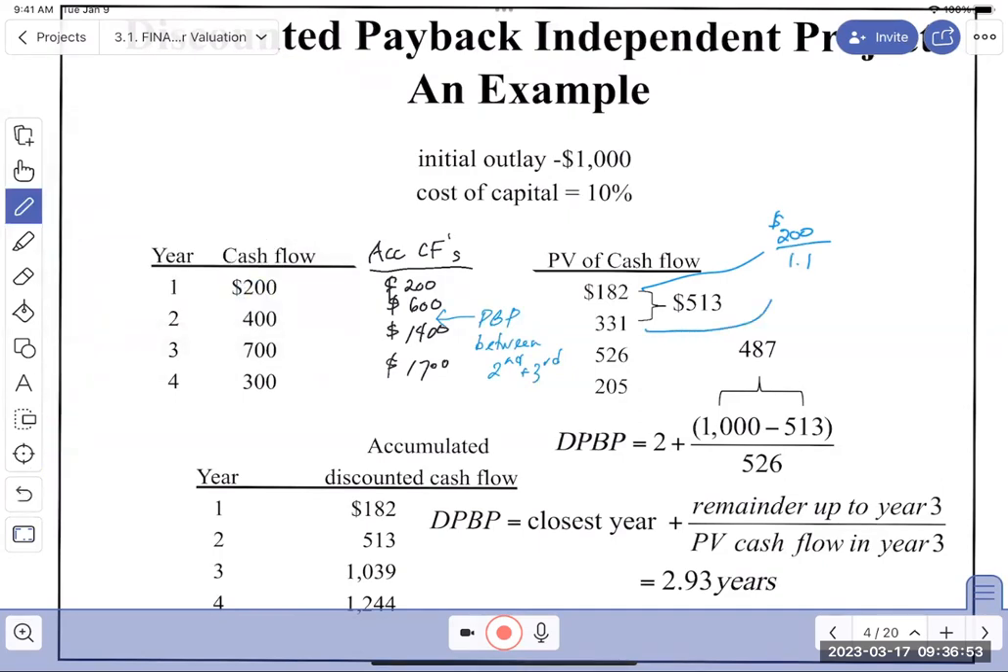And this one is 3. This one comes from 400 divided by 1.1 squared. So this one is equal to 182. This one is equal to 331. So this is what I discuss in the videos, but I'm going to try and make this different by solving the exam. Okay.